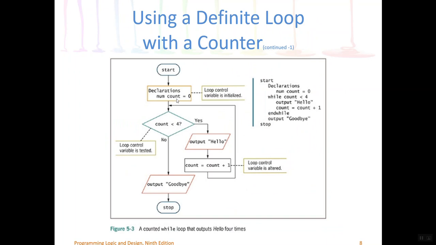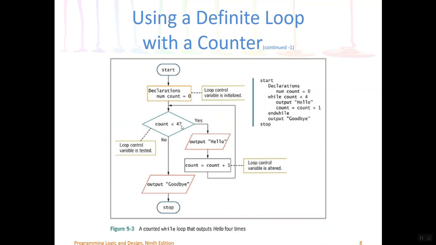But they created this variable of type number and started it at 0. So here we're initializing the loop control variable to start at 0. That is the first requirement of every loop. The second requirement is that we check to see, is the count less than 4.